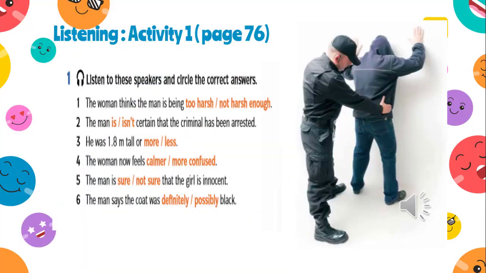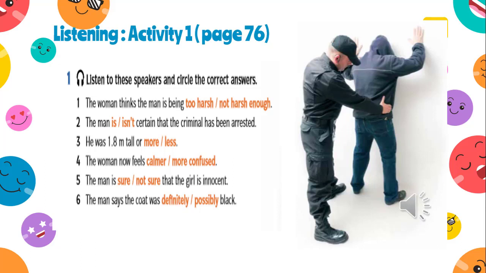Okay, now is the first activity for your listening. You may refer to your textbook, page 76. Read the instructions carefully, and later you will hear 6 short recordings. So before I play the audio, you have to read the instruction and the questions as well from number 1 until number 6. So the instruction is, listen to these speakers and circle the correct answers.